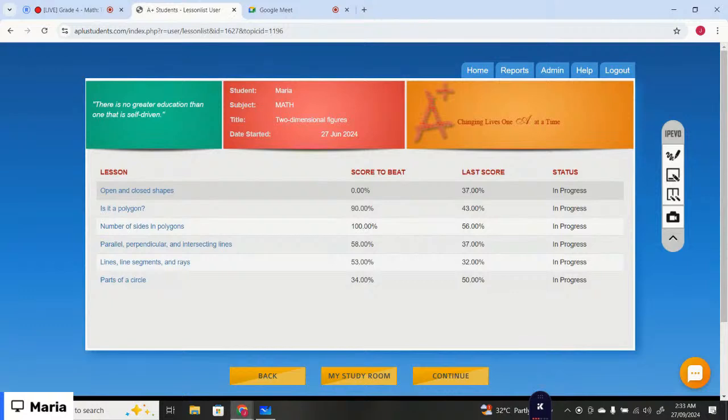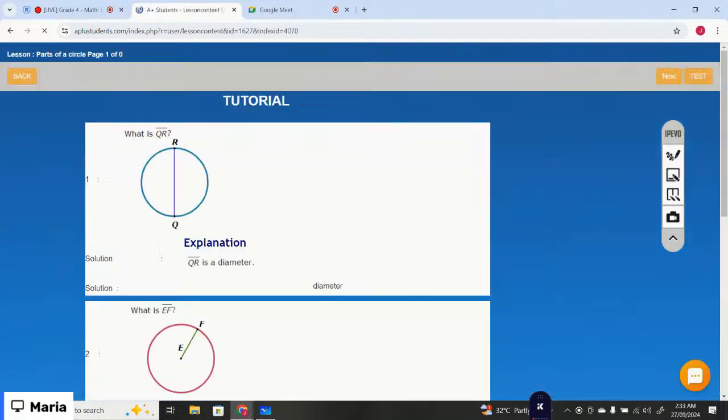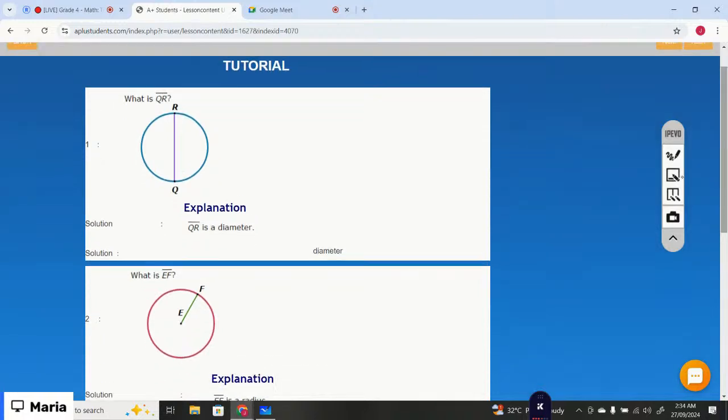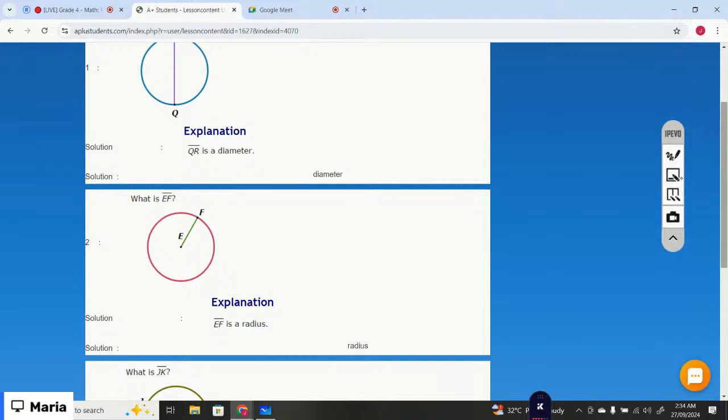The next lesson is parts of a circle. Let's just start with the lesson. What is QR? QR is the diameter, the line that passes through the center of the circle. So that is the diameter, right? The diameter is the line that touches the circle at two points and passes through the center. So that is the diameter, right?